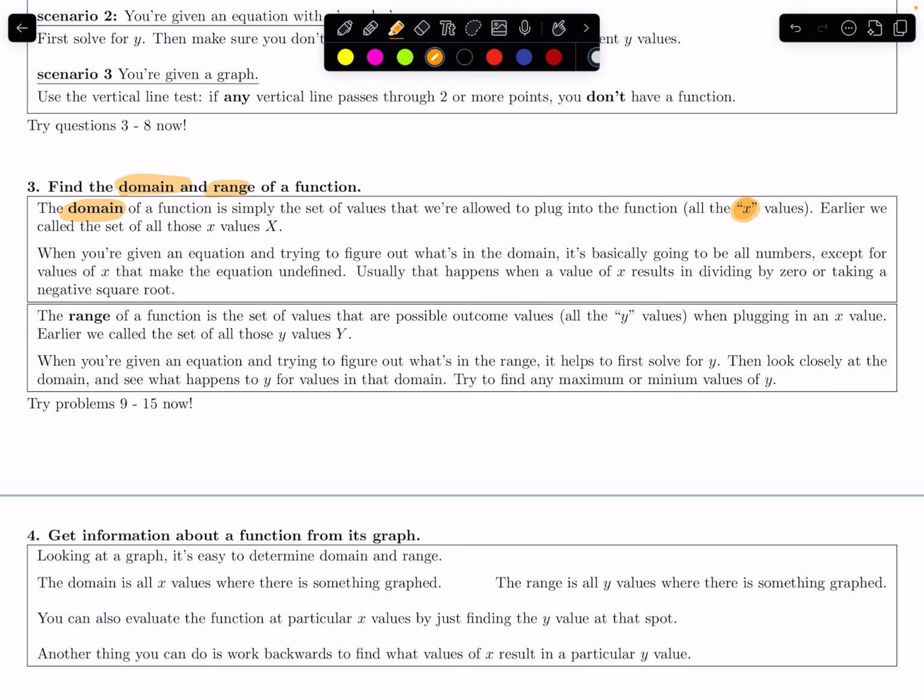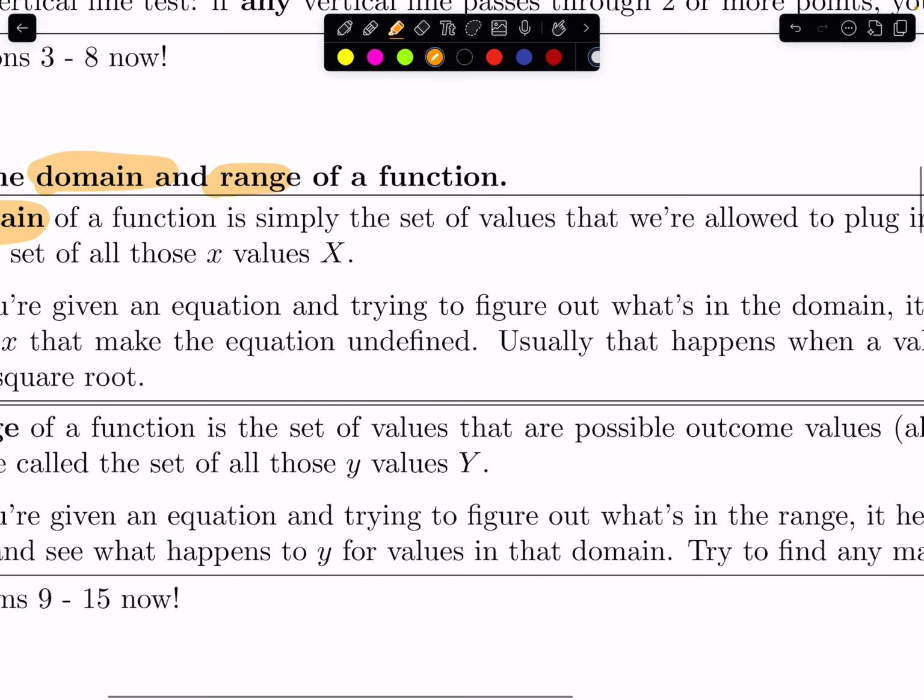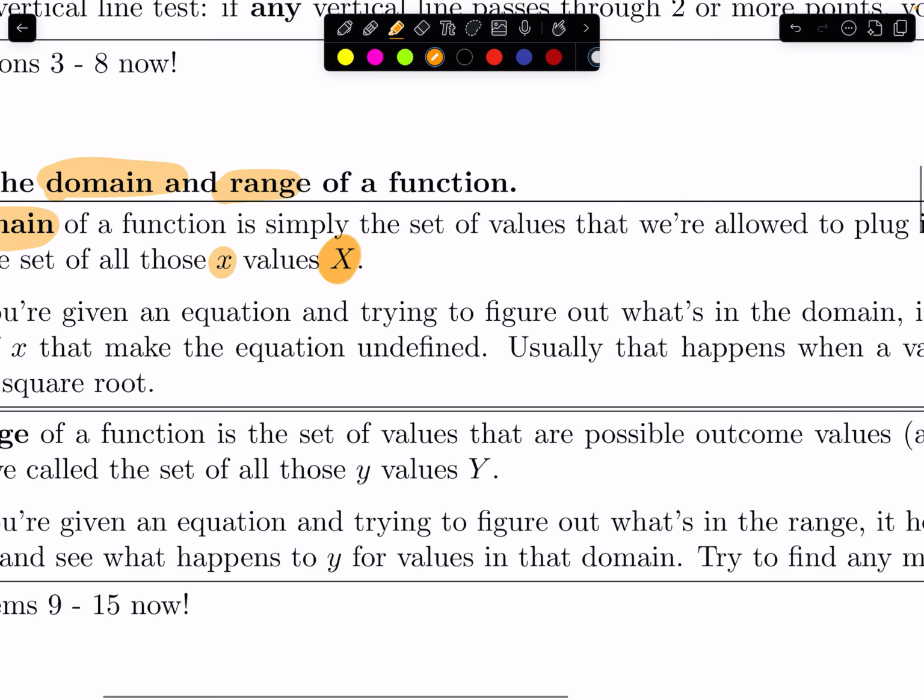X again here is in quotes because that's the convention. But like I said before, you could go against convention and use a different letter if you really wanted to. Earlier, we called the set of all those x values big X. So notice the difference here. This capital X represents the set of all the little x values.